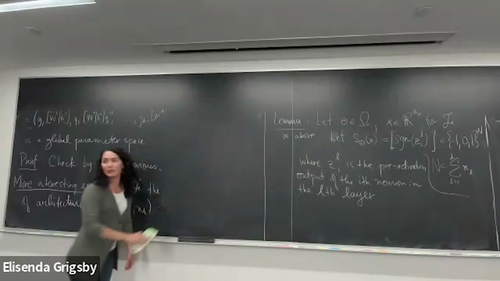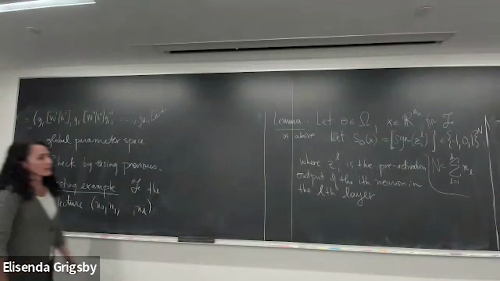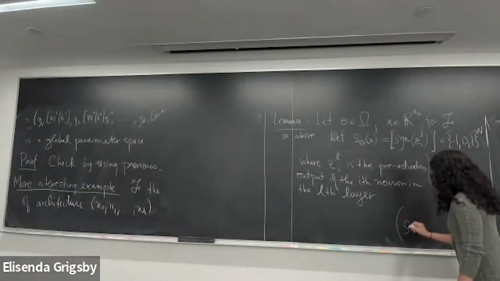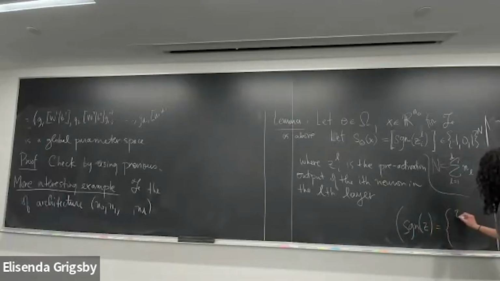So sign of 0 is 0? Yes, exactly. Sign of c is c over the absolute value of c if c is non-zero, and sign of 0 is 0.